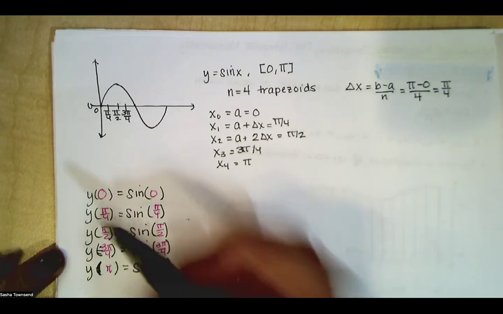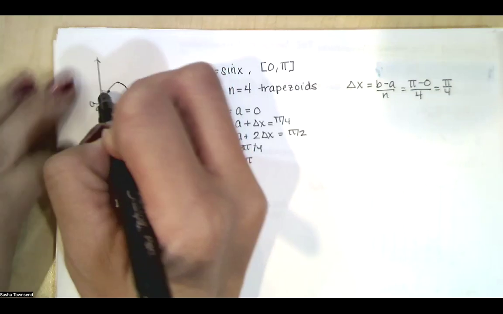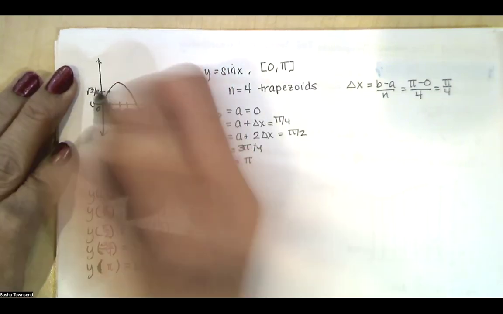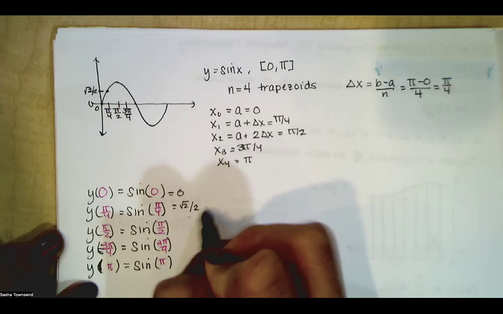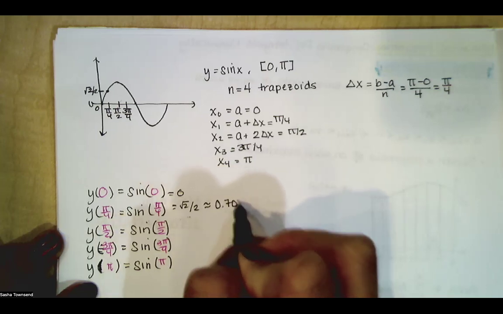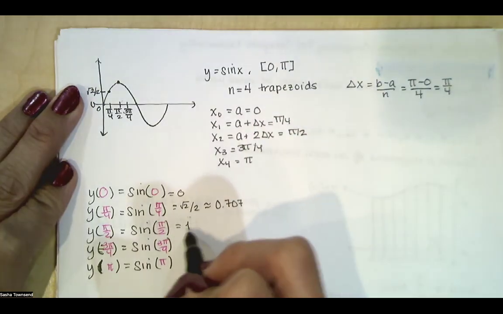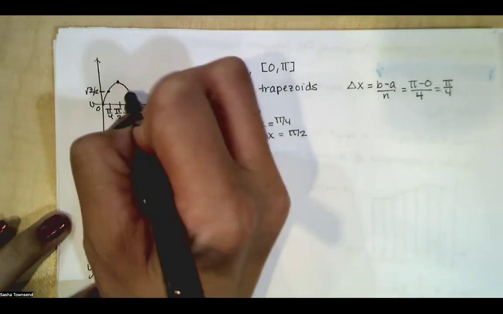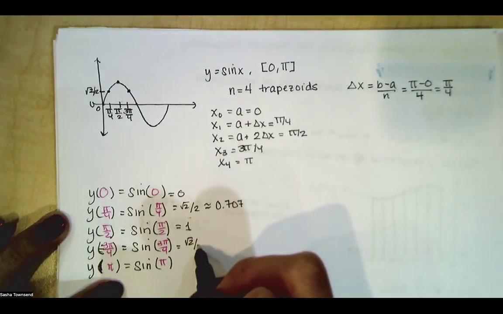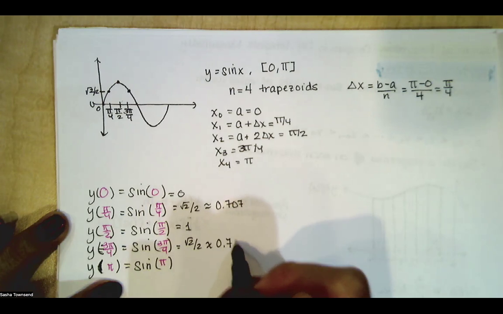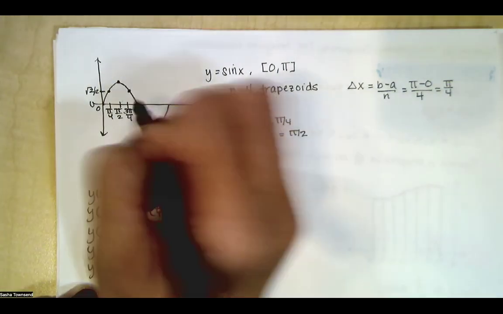And I think we know these values. Sine of 0 is 0. And at pi over 4, we get square root of 2 divided by 2, which is about 0.707, I think. Then at pi over 2, we get 1. And at 3 pi over 4, we have that same square root of 2 over 2 again, approximately 0.707. And at pi, we get 0.